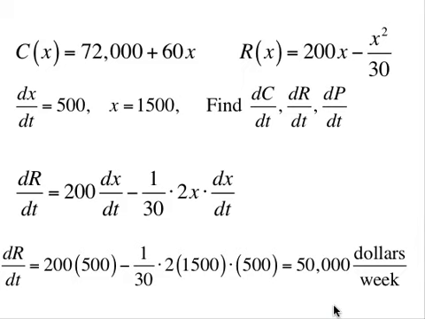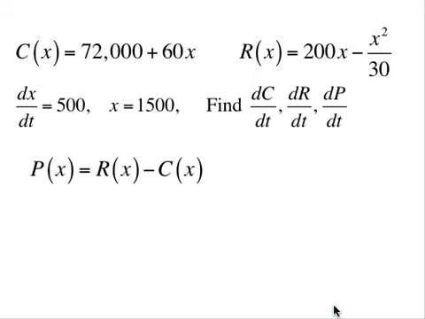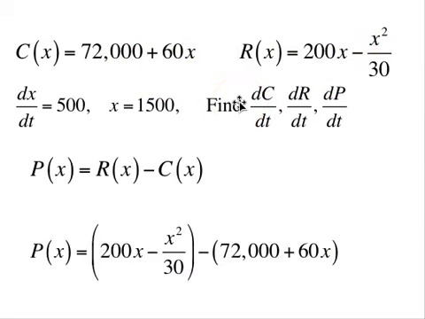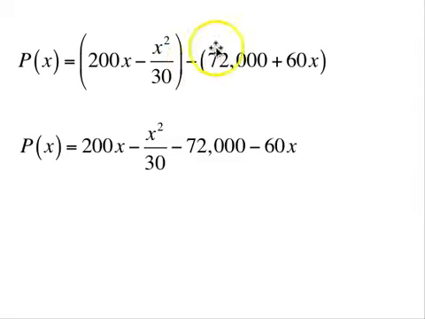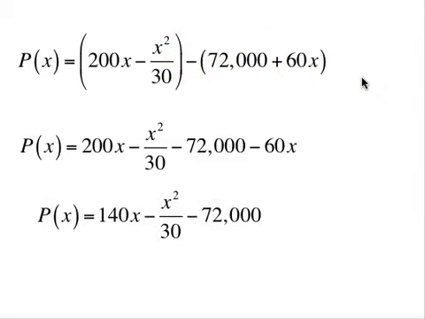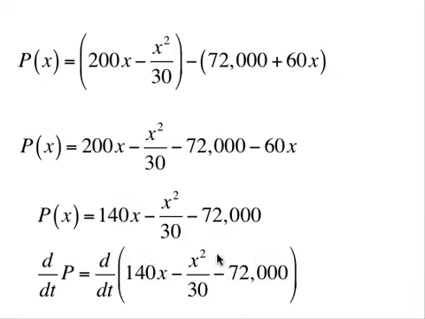Now, I've actually gone through and done dP/dt for the profit. Let me quickly show you that. Profit is revenue minus cost. There's the revenue function, there's the cost function. So 200x minus x squared over 30 minus the quantity 72,000 plus 60x. That is our profit function. Again, profit is revenue minus cost. And I want to find dP/dt, so I'll do it the same way. Distributing the negative, minus 72,000 minus 60x. And then 200x minus 60x is 140x, so we've simplified things a little bit.